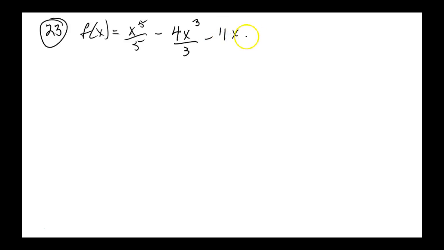Does that have a slope of 10? What values of x make that have a slope of 10? Okay. So what were we looking for? What values of x give you the slope of 10 for that function? Take a derivative. F prime of x is equal to x to the 4th minus 4x squared minus 11.